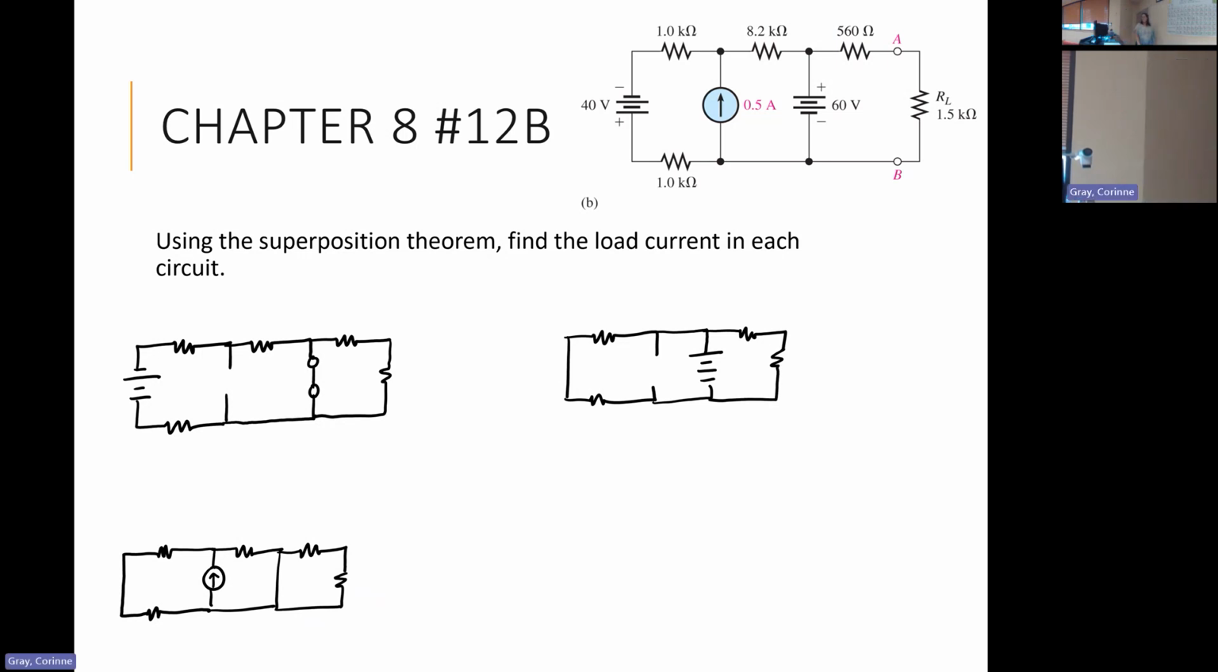Okay, so these are the three circuits we need to now go through and analyze. And in this case, we are solving for current. So that means that when we go through and do this, we need to focus on the current and what's going on in RL. So I'm going to look at all of these here.